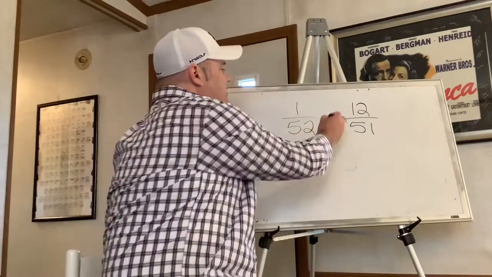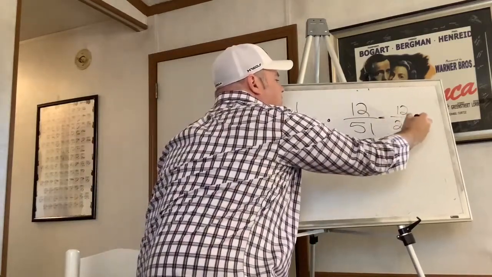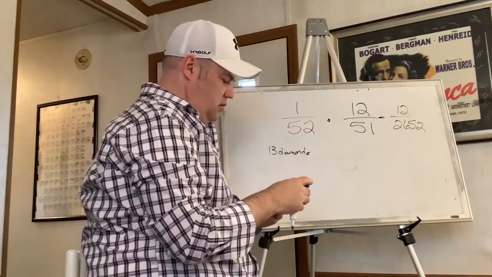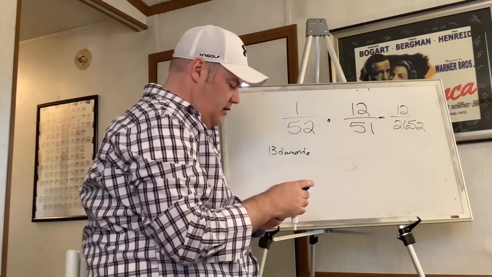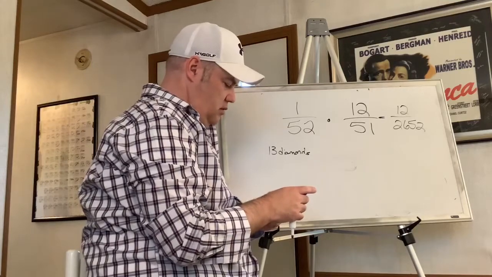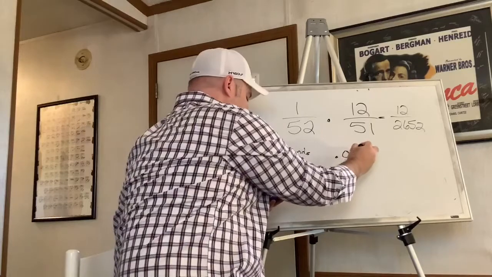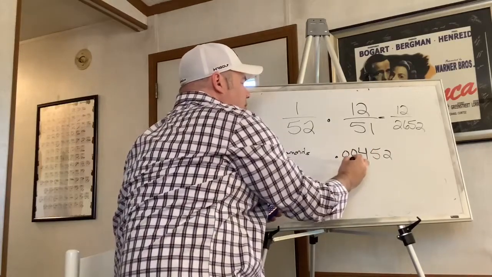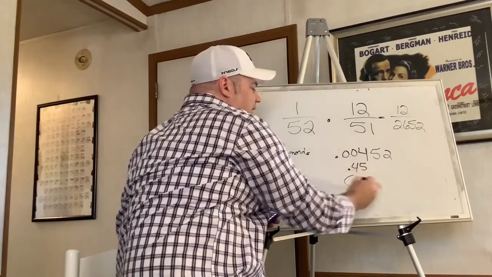Now we multiply these, so we get that 12 over 2,652. And let's divide that. Oh, why do I keep shutting my calculator off. That comes to 0.00452 and so on. Move the decimal twice. We get 0.45, so we'll round that up to 0.5%.